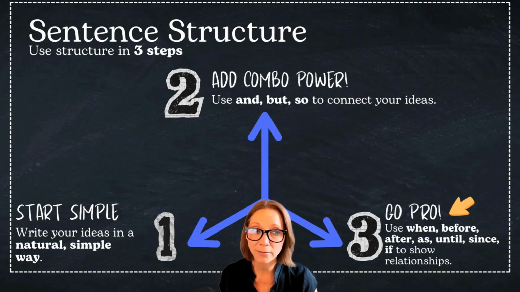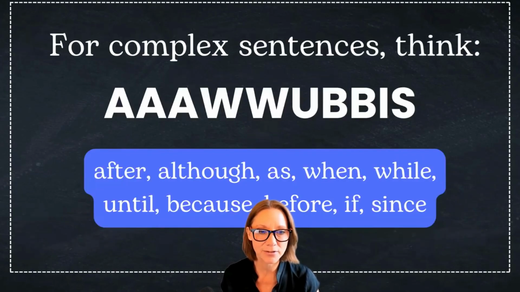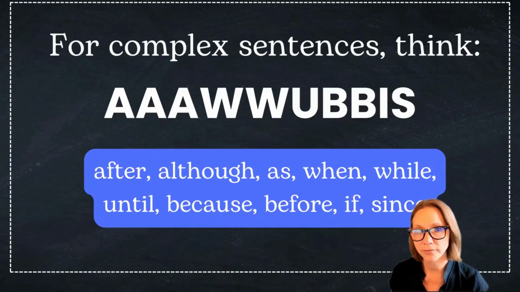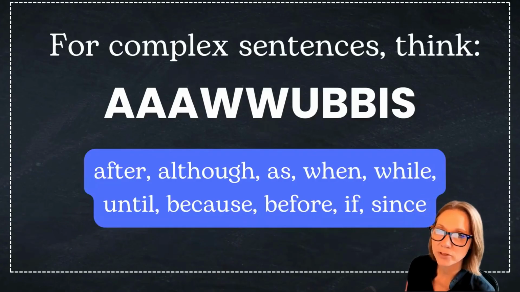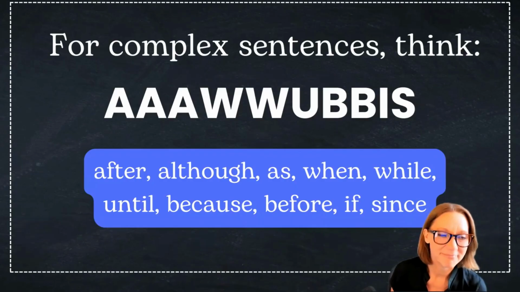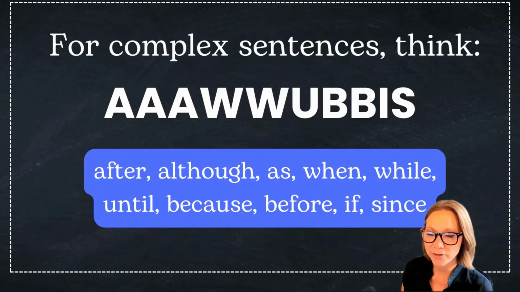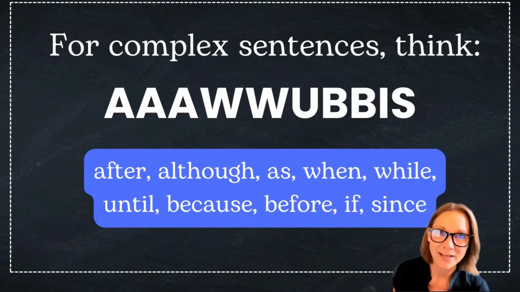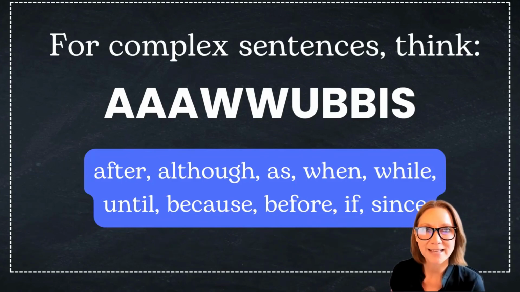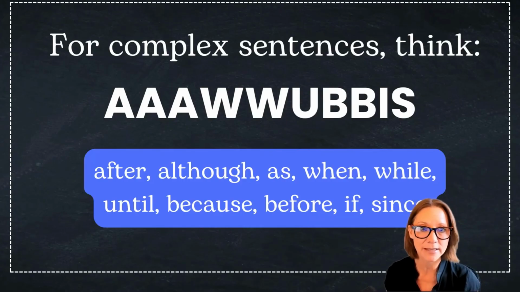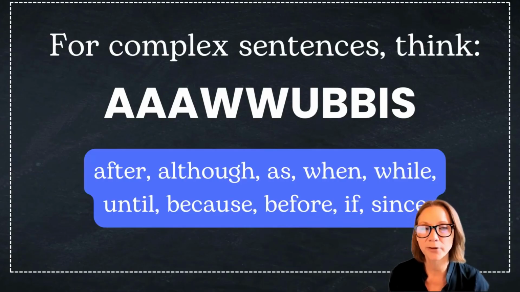To remember how to write a complex sentence, here's what I want you to maybe write some notes, put in your notebook so you always have this. So for a complex sentence, think a woobus, which is a pretty fun thing to say. Go ahead and say it. A woobus. So AWUBA stands for after, although, as, when, while, until, because, before, if, since. So you won't remember those. But if you write them down somewhere and you have them, then when you're trying to go back and revise and create this amazing complex sentence, you can pick which one of those makes most sense to start off with.